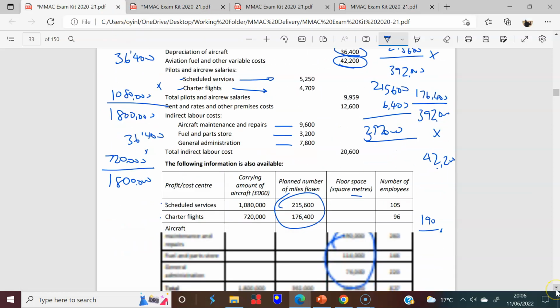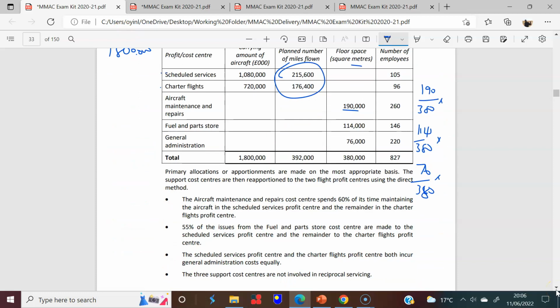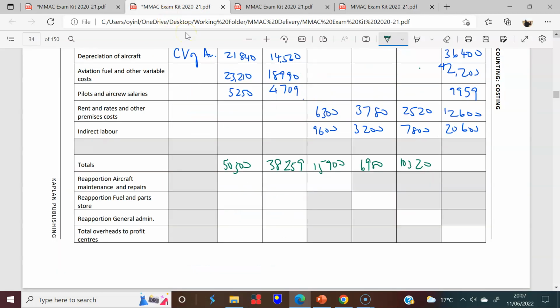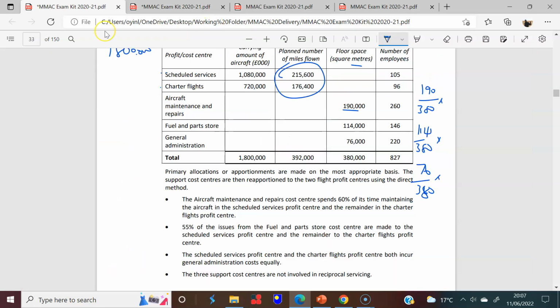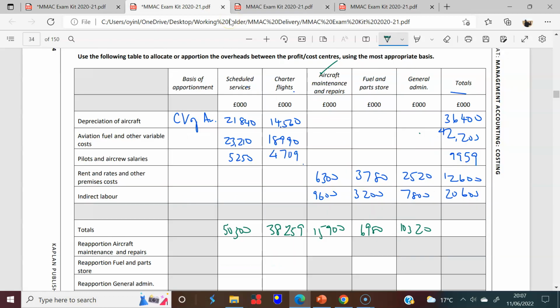Okay, yes, so let's see what they want me to do first in terms of this splitting. So what do I know? I know I'm told to reapportion this way. Primary allocations, the support centers are reapportioned using the direct method. So the aircraft maintenance and repairs spends 60% of its time maintaining the aircraft in the scheduled and the remainder in the charter. So I'm literally splitting this 60-40 between here and here.